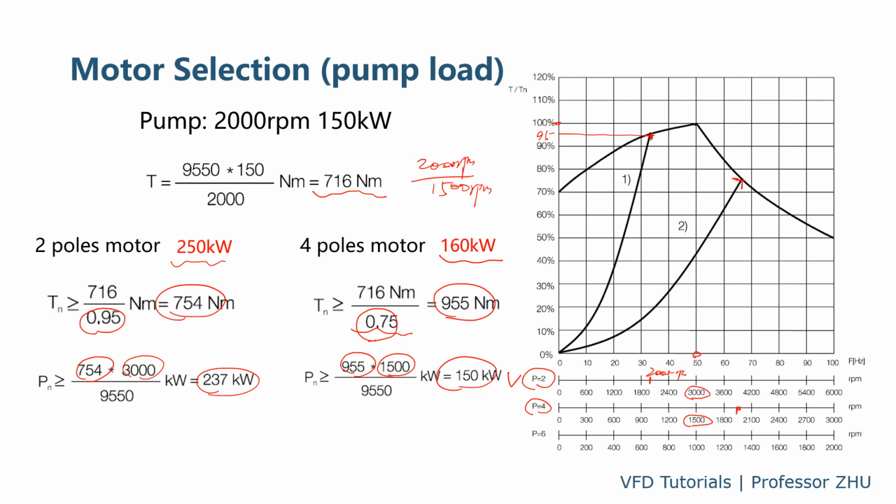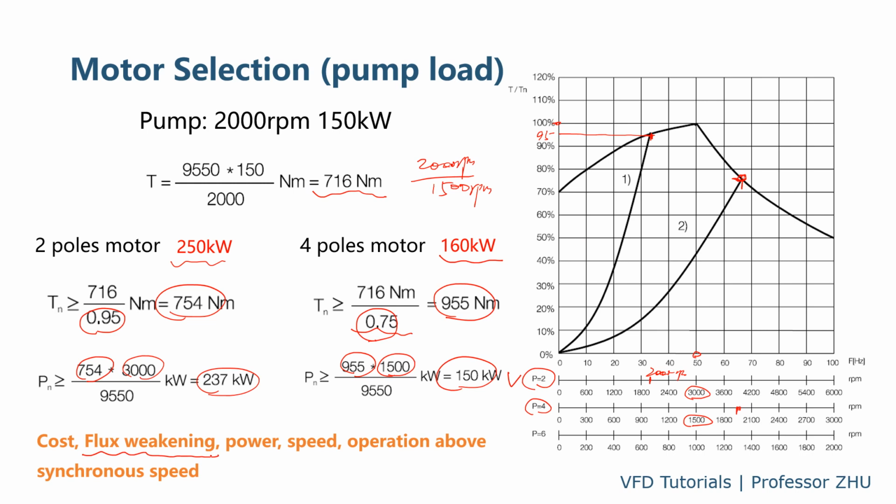If we choose the four-pole motor, the rated power will be less than the two-pole motor. The reason is that for the four-pole motor, the rated point for the load is in the constant power area. We utilize the area of the constant power, so we don't waste so much motor power. So it's better to use flux weakening, the constant power area, to make sure the rated power of the selected motor is minimized.